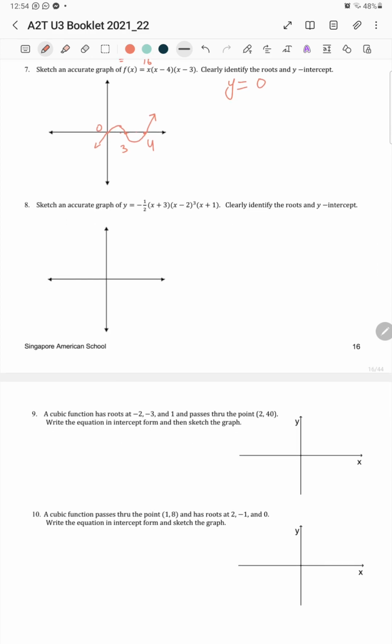Sketch an accurate graph. The negative means it goes in a negative trend like this. -3, +2, -1. The -3 and -1 have single roots, so it would be single roots. 2 has a triple root.